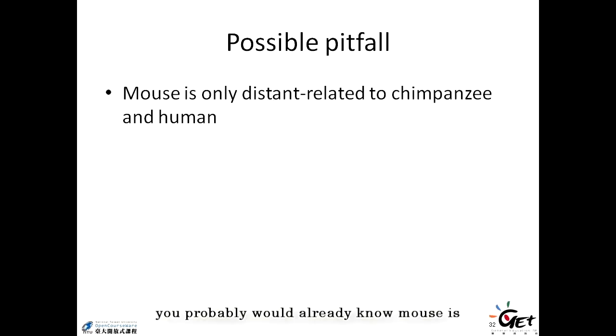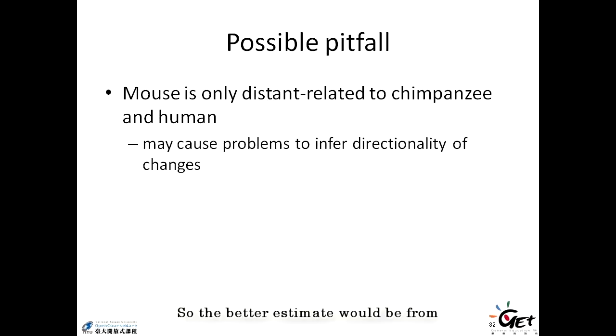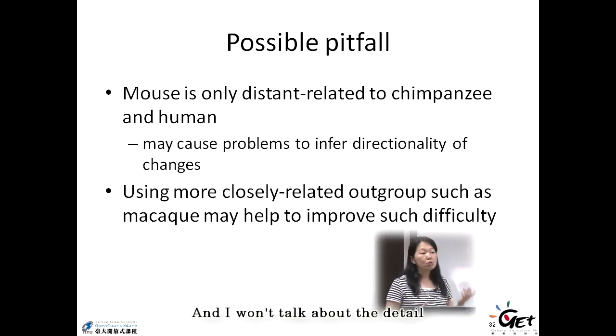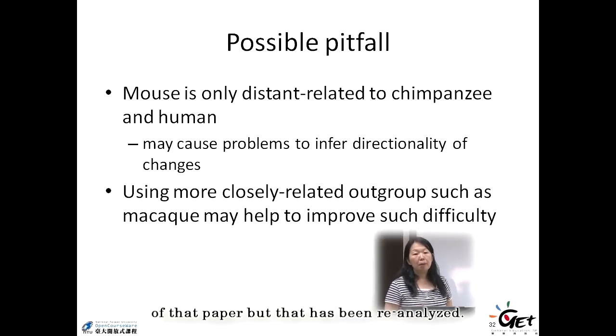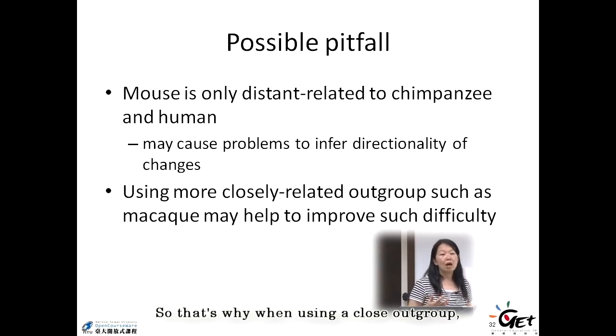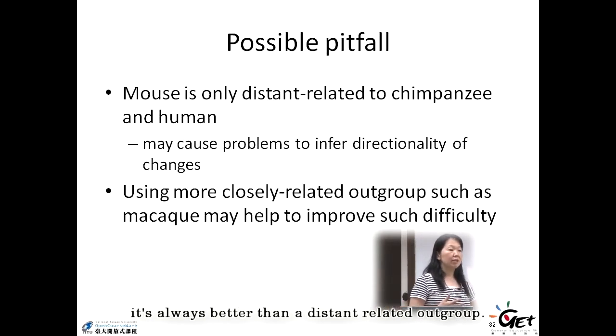You probably already know mouse is really far from human and chimpanzee. So a better estimate will come from a closely related outgroup, and that leads to the genome sequence of the macaque. I'm not going to talk about the details of that paper, but it was reanalyzed. With the macaque sequence, all the human chimpanzee comparisons have been reanalyzed, and the overall signature is pretty similar, but with more detailed analysis. So using a close outgroup is always better than a distantly related outgroup.